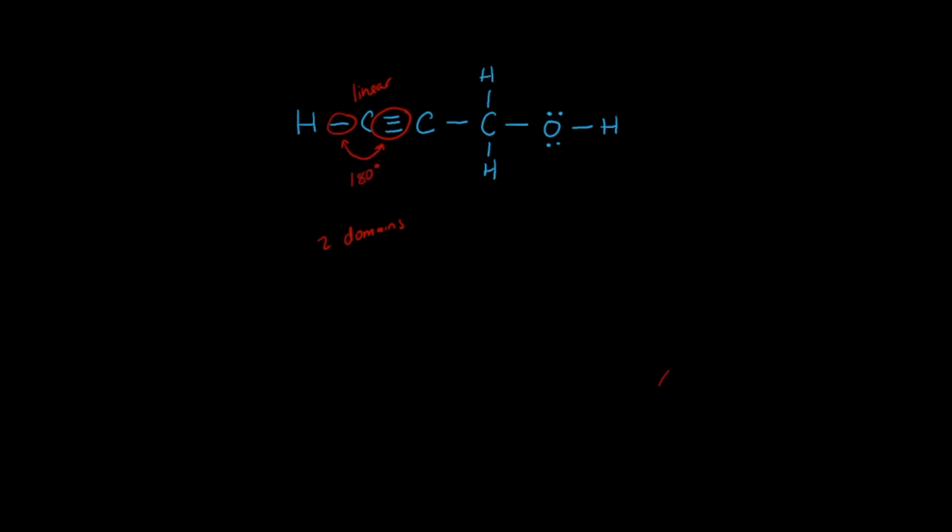Let's move to the next carbon. It also has two electron domains, the triple bond and the single bond to the next carbon. That means that this carbon is linear too. The next carbon has four single bonds. That means it is tetrahedral. The angle between the bonds is 109.5 degrees.